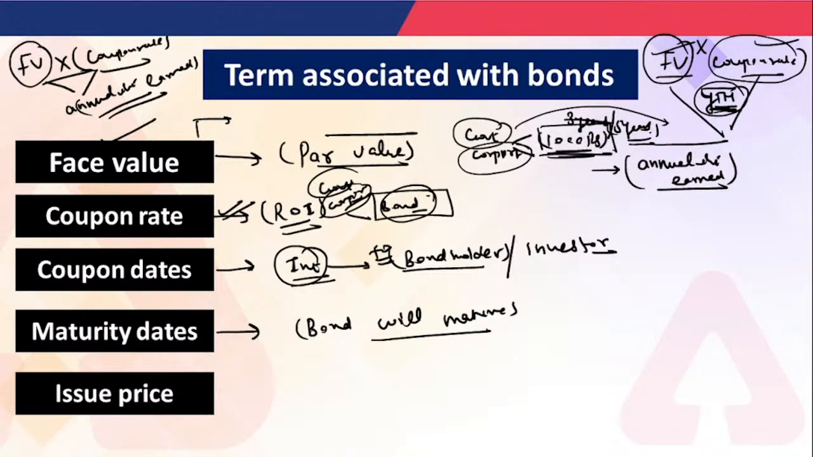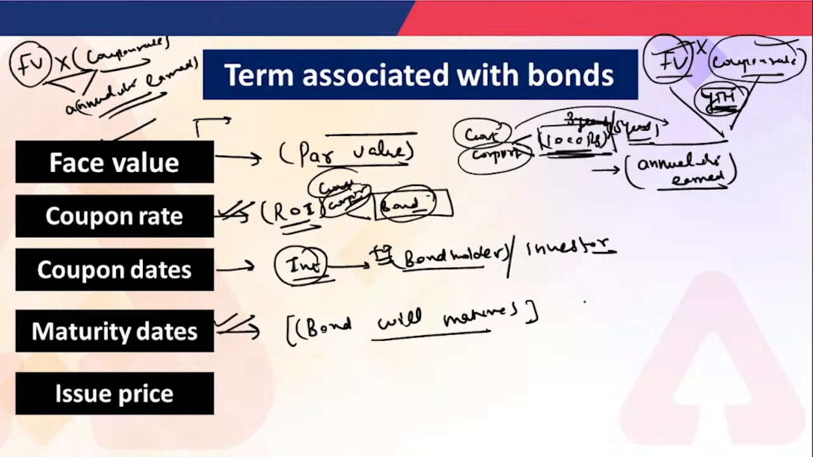So the maturity date after the 5 year, that date when this bond is going to mature, is known as a maturity date. And the bond issuer will pay the bond holder the face value of the bond. So that is also known as a maturity date.